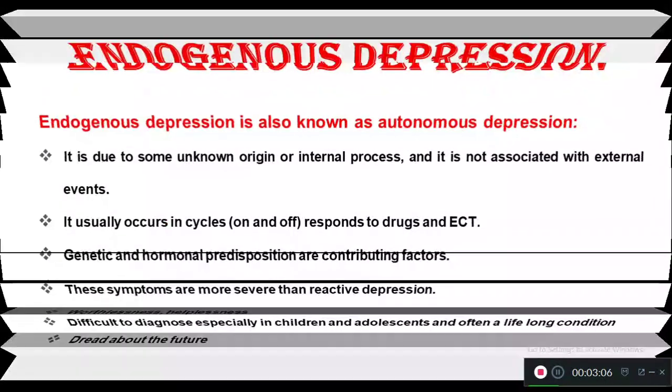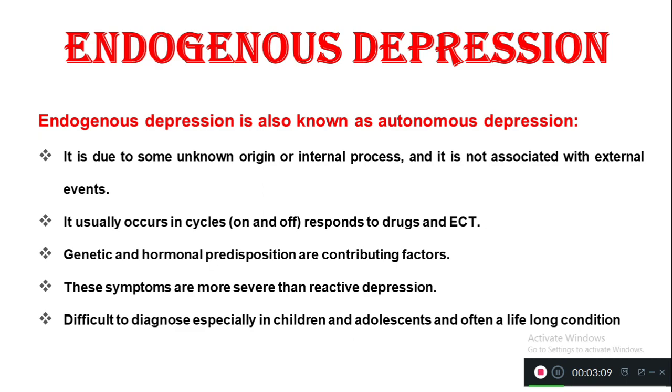Now let's see the next type of depression, which is endogenous depression. Endogenous depression is also known as autonomous depression. It is of unknown origin. Endogenous means the cause of the depression is inside the body. It is an unknown origin or internal process. It is because of some abnormality inside the body, and it is not associated with an external event like the death of a loved one or any loss of object, job loss or marriage problem. The cause is within the body itself.